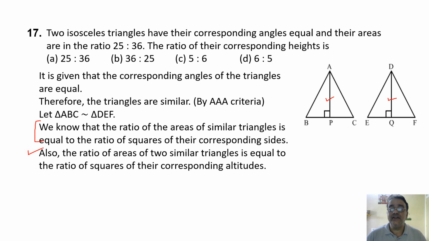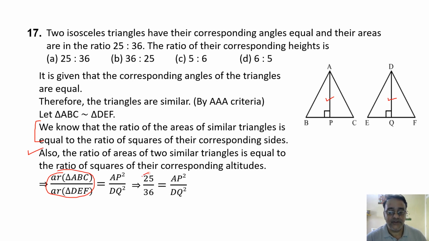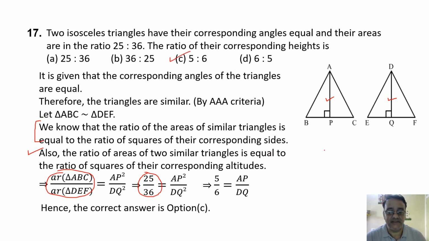Okay, so area of triangle ABC upon area of triangle DEF is equal to AP square upon DQ square, right? This is the step. Now this ratio is given, 25 by 36. So we are going to take the square root on both sides. So what is the square root of 25 by 36? 5 by 6. This is the required answer. 5 by 6. Which option is the correct one? Option C, right.